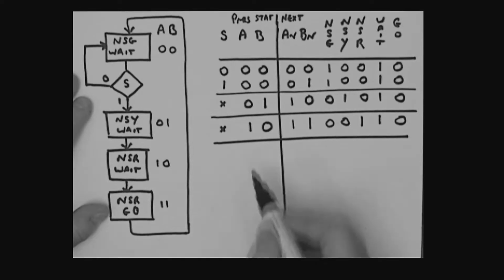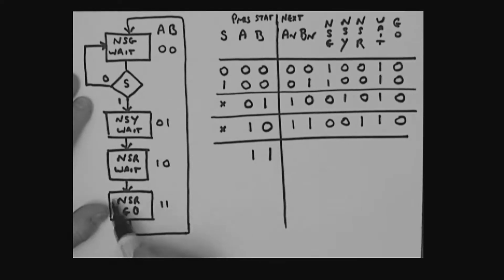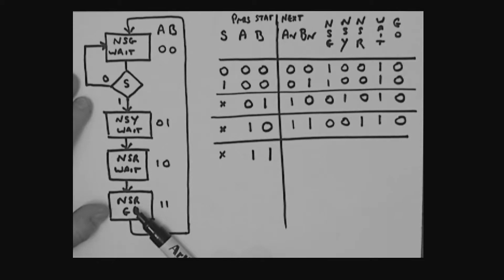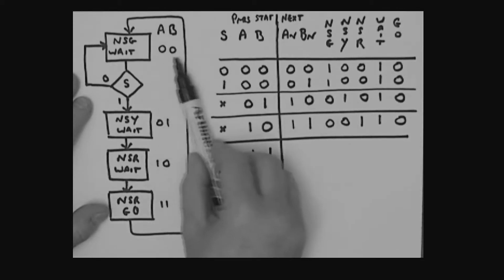Okay, if I'm in the 1, 1 state, I'm in this state now, the 1, 1 state. Do I care about that switch? Doesn't affect where I go next? Don't care. If I'm in the 1, 1 state, when the next clock edge comes along, where would I move to? Go back to the beginning, the 0, 0 state.